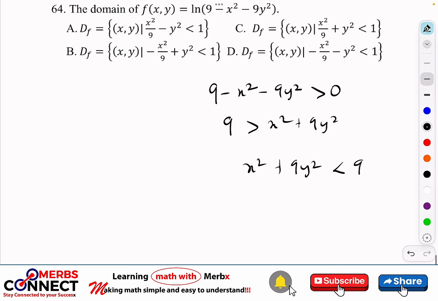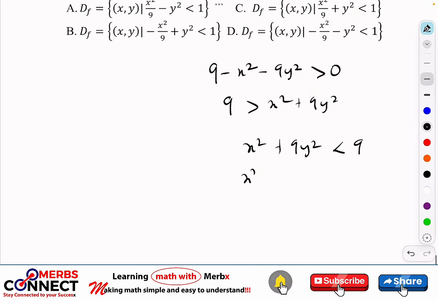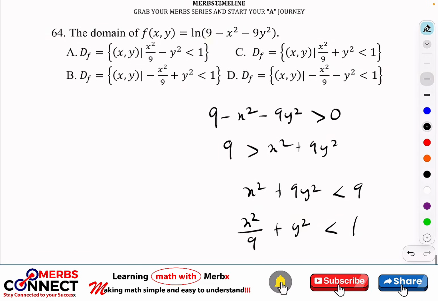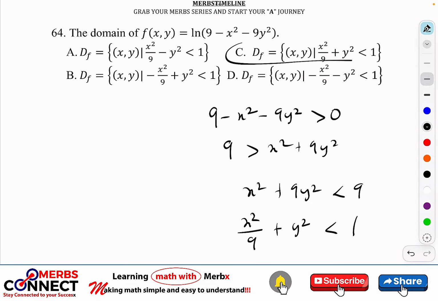So for the ellipse, we should make sure that the right side is 1. So we are going to divide this by 9, this by 9, this by 9. And we are going to have x squared divided by 9 plus y squared less than 1. We have y squared, but there is no minus, so this option is out. This is out. So the answer should be C.